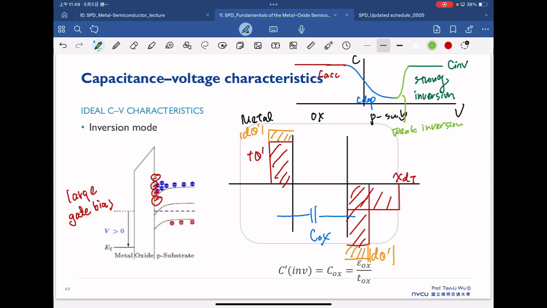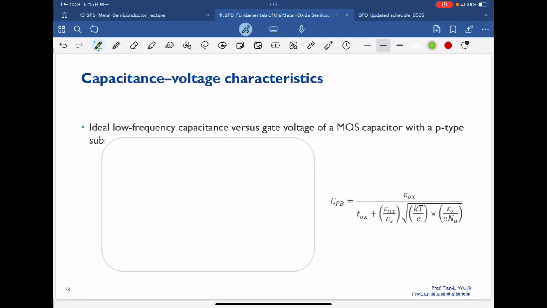Finally, this is a full picture for these three modes. If you can really understand this C accumulation, C depletion, C inversion, basically you understand everything we have been lecturing regarding the inversion electrons, the capacitance, and how in the end to form the channel. So the ideal low frequency CV for the case of a p-type substrate is here.